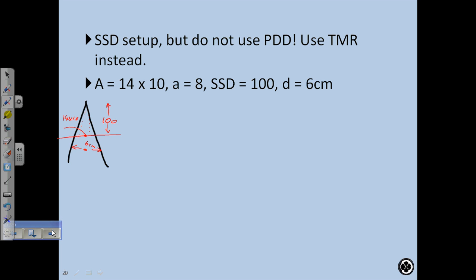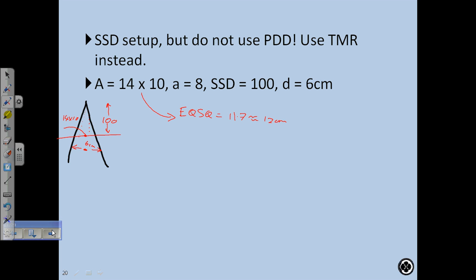So the easiest way of doing that is first figure out the equivalent square of this, which is what? 11.7. Okay, let's just say it's 12. So 11.7, approximately 12 cm. Now we know it's a 12 cm equivalent square on the surface. We can use our similar triangles to figure out what the equivalent square is at 6 cm.